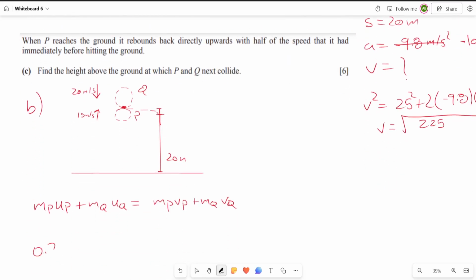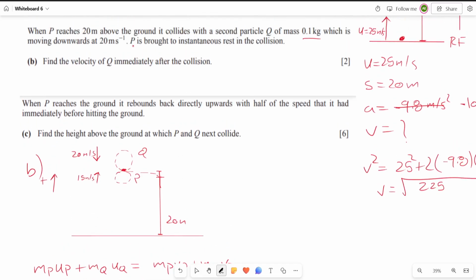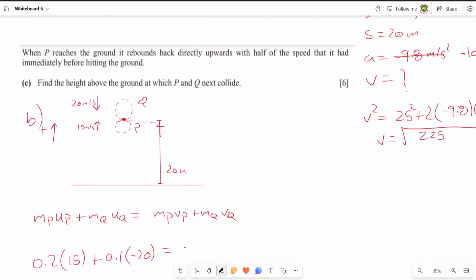So 0.2 multiplying U_P. P, immediately before the collision, was moving with a speed of 15 meters per second upward. Let's take up as positive. So it's going to be 15, plus M_Q, which is 0.1, times U_Q. U is 20, however, it's pointing downwards, so I should put a negative sign in front of that. Now I'll have M_P times V_P. What's V_P after the collision? It told me P is brought to rest, so V equals 0 right after the collision, so this term is basically 0. Plus M_Q, which is 0.1, times V_Q, which is what I want.